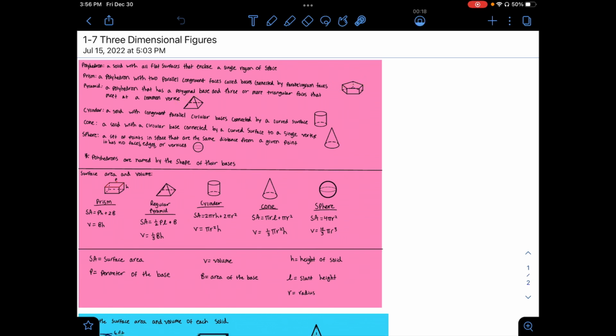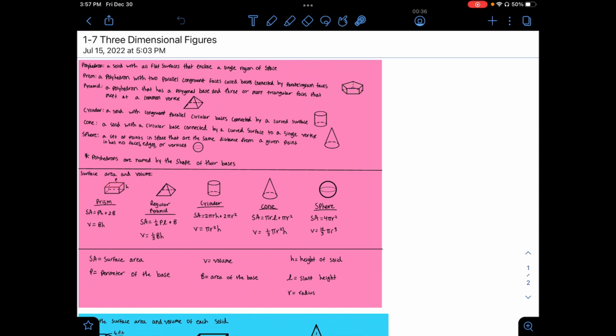Okay, a prism is a polyhedron with two parallel congruent faces called bases, which are connected by parallelogram faces. So the bases are these right there, and the faces are the ones on the sides.